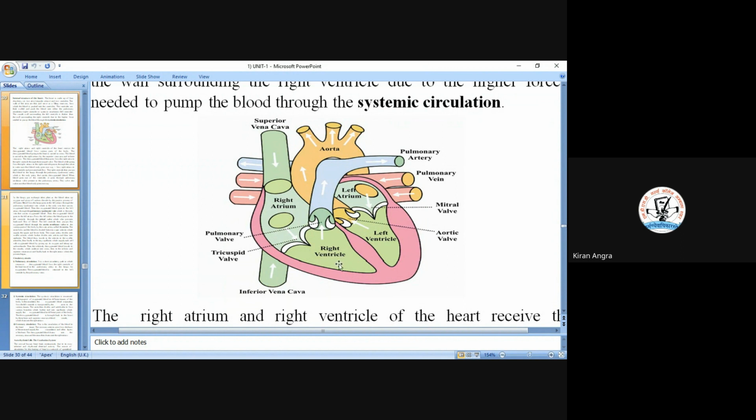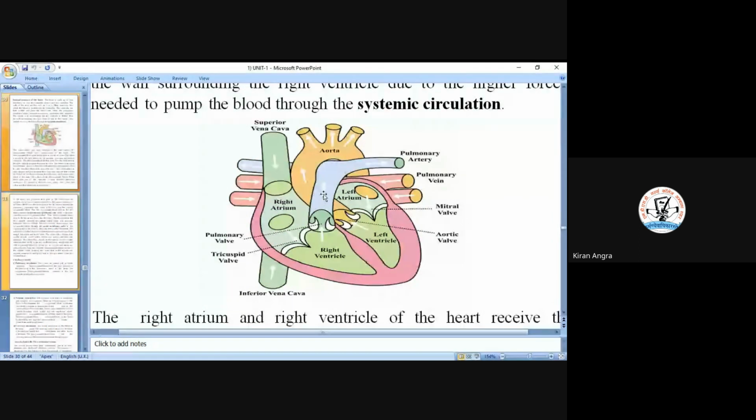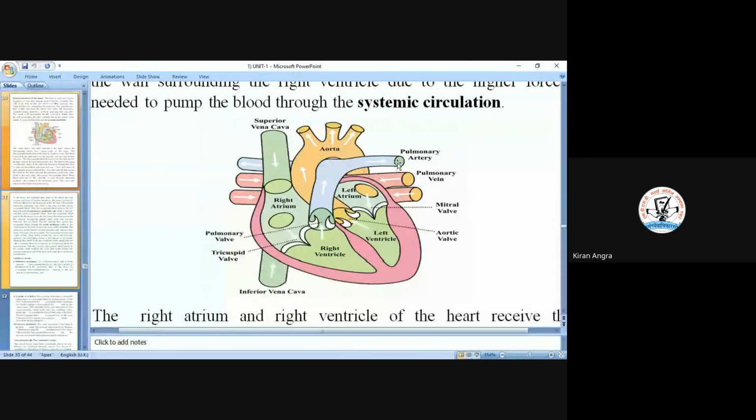The right ventricle then pumps this blood to the lungs through the pulmonary artery. You are seeing there is a pulmonary artery. Through this it pumps the blood, and you know it is deoxygenated blood which has come from the right atrium to the right ventricle. Usually arteries carry oxygenated blood and veins carry deoxygenated blood, so the pulmonary artery is the only artery that carries deoxygenated blood.